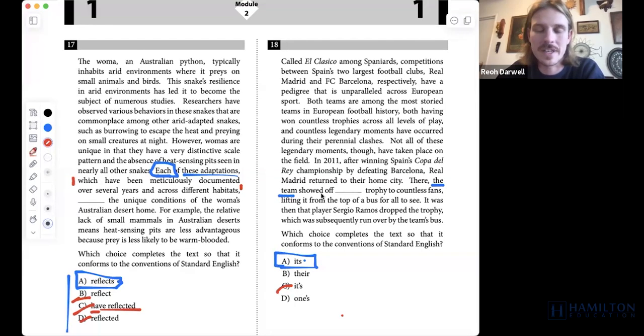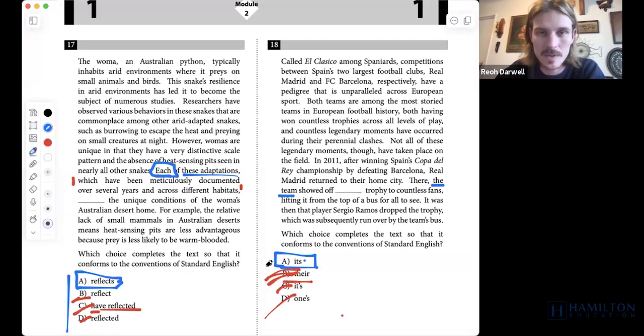The team showed off its trophy. No, we just want the possessive. "It's" doesn't work here. That doesn't make any sense. If you miss this question, it is very likely you chose "their" because you're thinking the team is more than one because there's more than one person on the team. Therefore, we would be plural.